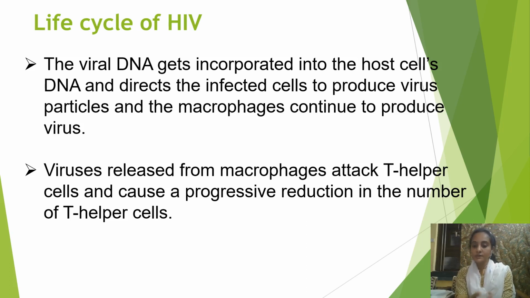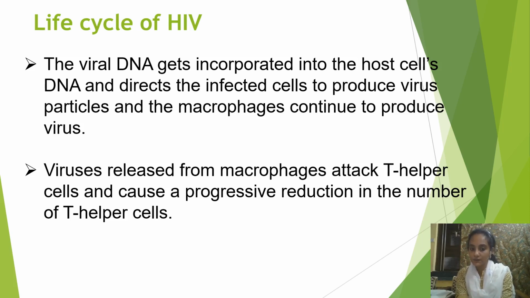And you know what is the use of helper T cells? And there is a progressive reduction in the number of helper T cells. There comes the second point, that is immunodeficiency. I think it's becoming clear for you. The macrophages became the factory of the virus. Now what's happening here? The virus that is released from the macrophages starts attacking the T helper cell. Okay, T helper cell, that means the T cells. Clear?